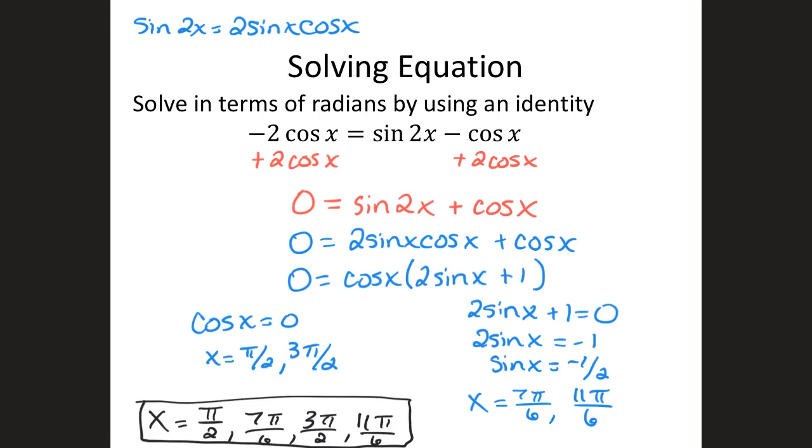My first factor, I factored out a cosine of x, and so that was my first factor, set it equal to 0. Cosine is 0 at pi over 2 and 3 pi over 2. My second factor was 2 sine of x plus 1, and when I solved this, I needed when sine of x is equal to -1/2. That is true at 7 pi over 6 and 11 pi over 6, and then I wrote my answers in increasing order. So I had 4 total solutions to this equation.